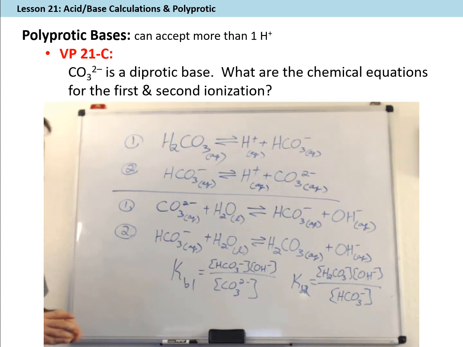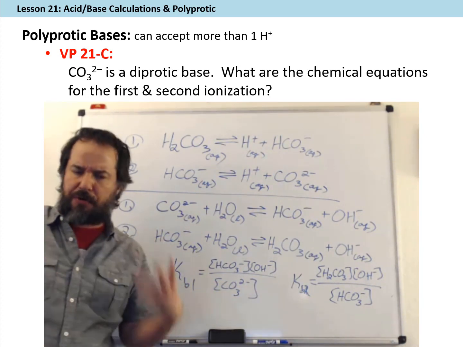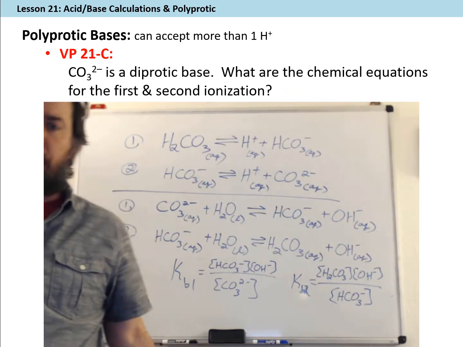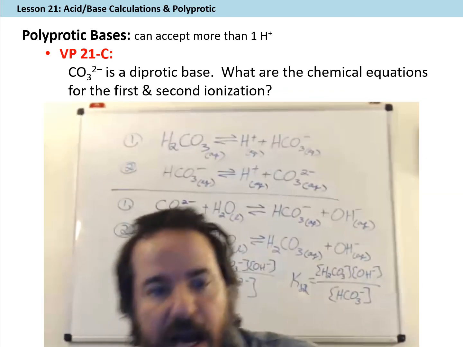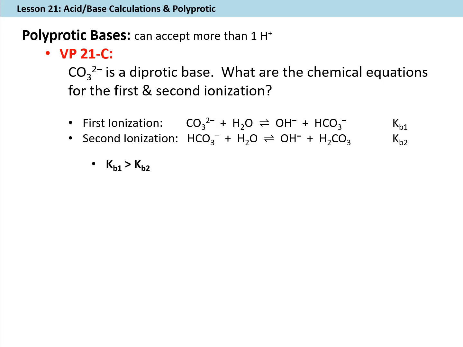All right, and that is it for diprotic acids and bases. Remember, we went through the calculations in the lecture, but you don't need to know those for it. But you do need to know how to write out these ionization reactions and the expressions for Ka. All right, one last thing. Remember that Kb1 is always going to be greater than Kb2, which is going to be greater than, in some cases, Kb3. The same thing goes for our Kas.